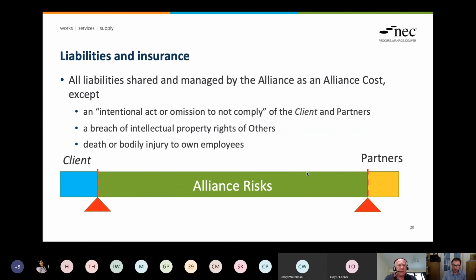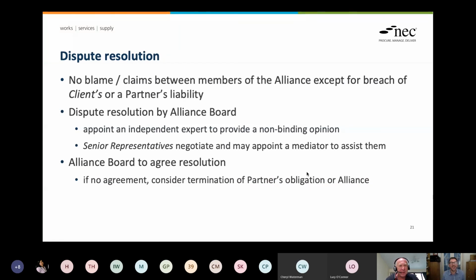Yeah, you can see the breach of intellectual property right might be reasonably straightforward to prove, but how do you prove intentional act, or, tricky, omission? Tricky. But anyway, move on. We're not lawyers. Let's not pretend to be.